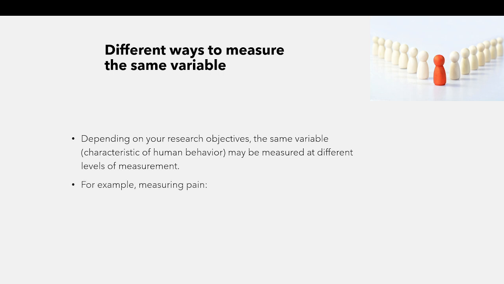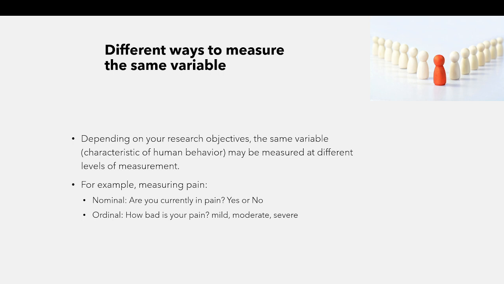So let's revisit this idea of pain and how we can measure pain with three different levels of measurement. For the nominal level, just as a reminder of its definition, remember that nominal levels of measurement are categories. So asking the question, are you currently in pain? Yes or no. People are going to place themselves into one of either category.